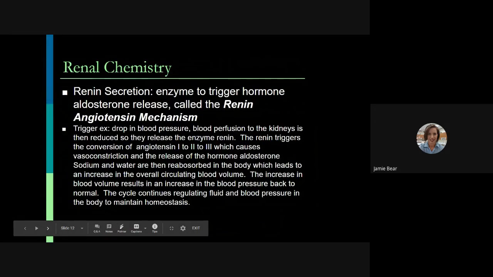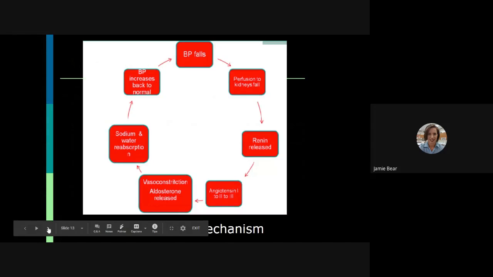So, renal chemistry. An enzyme that will trigger the hormone aldosterone is called renin. So the renin-angiotensin mechanism is released to stimulate the kidneys to release that aldosterone, and as a result of aldosterone, they will reabsorb sodium and water, which will have a final outcome of increased blood pressure.